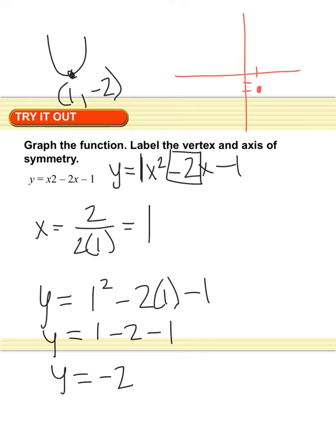Okay, the next step I would take is find where it crosses the y-axis. Now remember, it crosses the y-axis at our c value, which is negative 1. So I'm going to go to negative 1 on the y-axis and plot that point. Okay, also remember that our symmetry line is at the vertex. So to be symmetrical, we also need a point over here. And this is the point 2, -1. So I have my 3 points, and now I can graph my parabola. Hopefully yours looks something like mine.